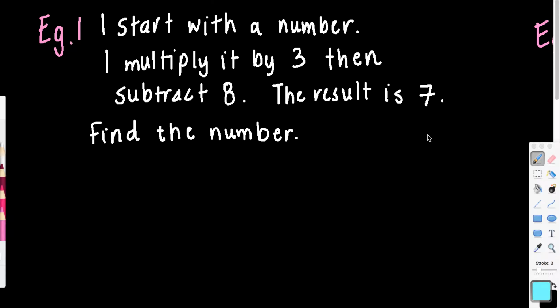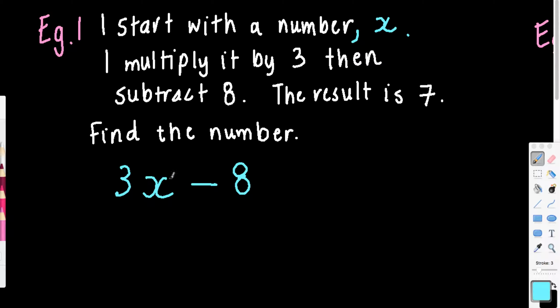I start with a number. Now that's the number that I'm trying to find here. So I'm going to label that as X. Might just write it down here. It then says I multiply it by 3. So you're tempted to do this, but remember in algebra, we don't write that multiplication symbol. We write the 3 out the front. So multiplying X by 3 is 3X. Then I subtract 8. So I'll take away 8.